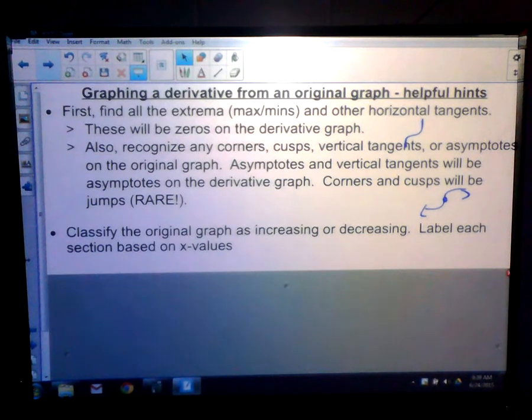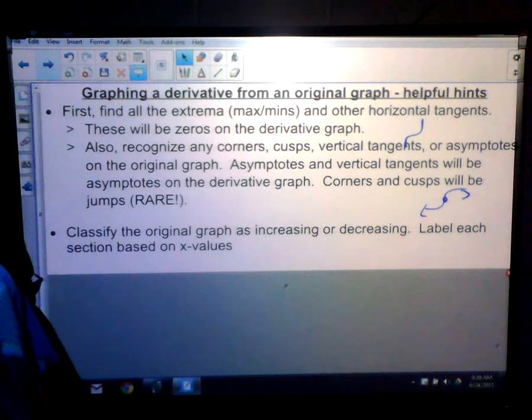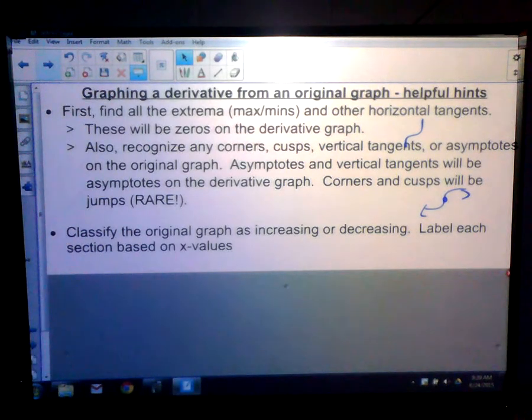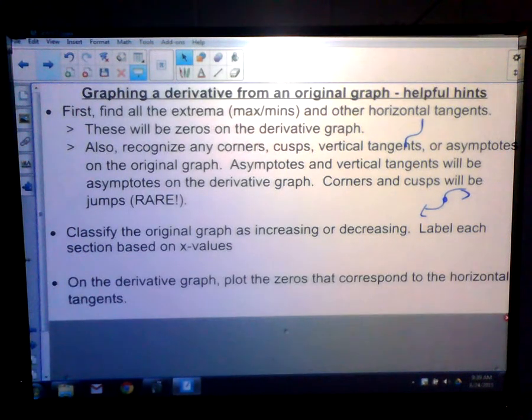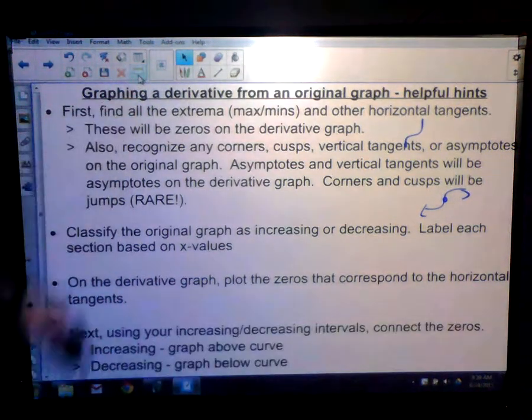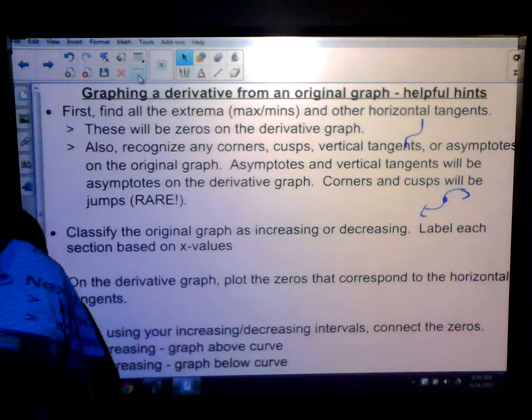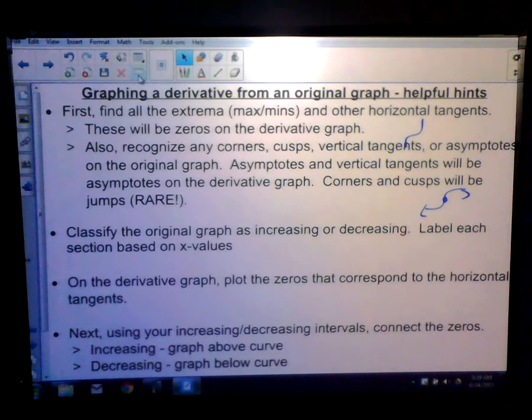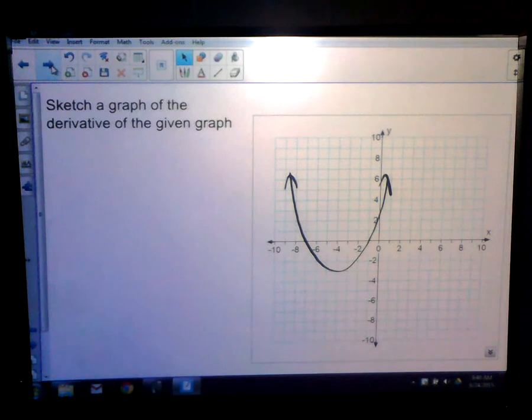We're going to classify the original graph as increasing or decreasing. Then we're going to label each section based on the x values. On the derivative graph, we're going to plot the zeros that correspond to any of the horizontal tangents. And then we're going to use our increasing, decreasing intervals, and connect the zeros. If it's increasing, we're going to graph above the axis. If it's decreasing, we're going to graph below. These are not exact graphs. These are only sketches. They give us some idea of what the graph looks like, and it helps you realize what derivatives really mean.